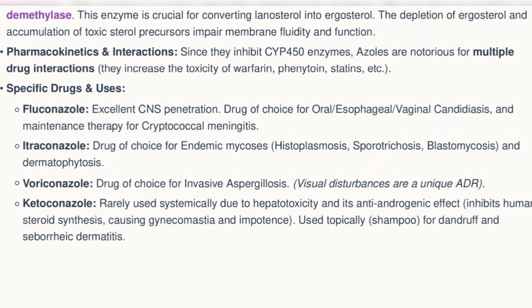for cryptococcal meningitis. Itraconazole: drug of choice for endemic mycoses, histoplasmosis, sporotrichosis, blastomycosis, and dermatophytosis. Voriconazole: drug of choice for invasive aspergillosis; visual disturbance is a unique ADR. Ketoconazole: rarely used systemically due to hepatotoxicity and anti-androgenic effect, inhibiting human steroid synthesis causing gynecomastia and impotence. Used topically as shampoo for dandruff and seborrheic dermatitis.